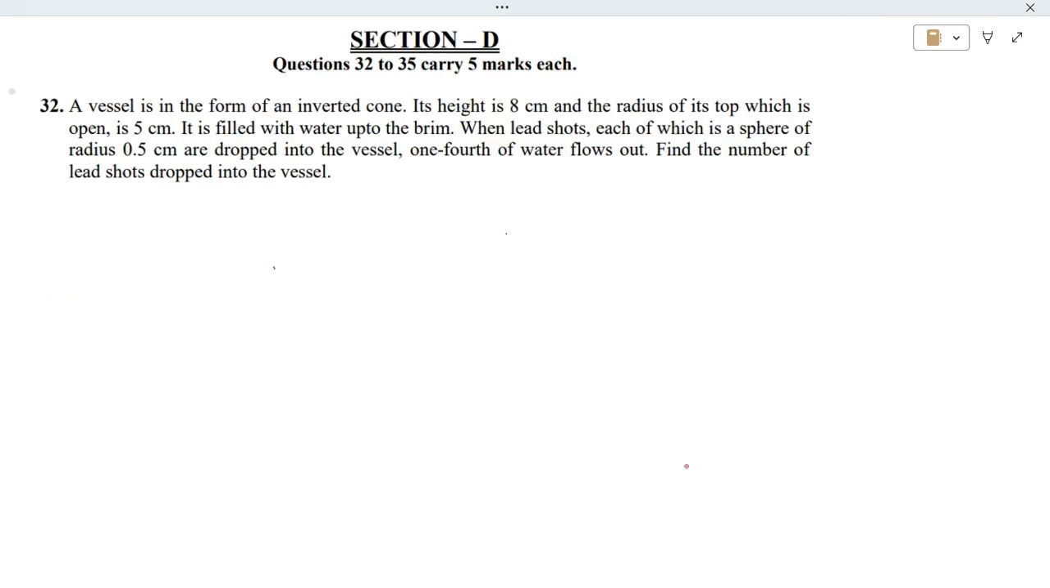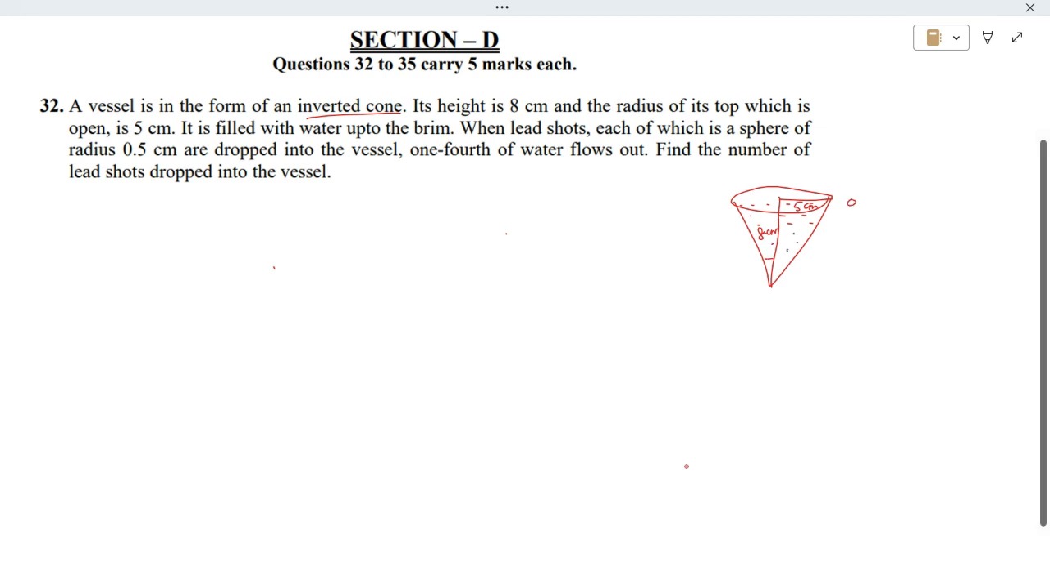A vessel is in the form of an inverted cone. So I am just drawing the inverted cone. Its height is 8 centimeter, and the radius of the top, which is open, is 5 centimeter. It is filled with water till the brim, so it is open. So it is filled with water.